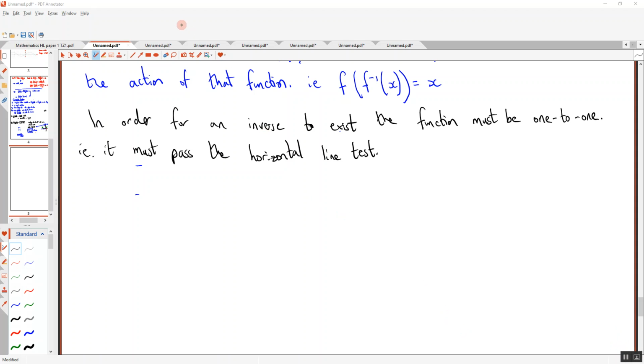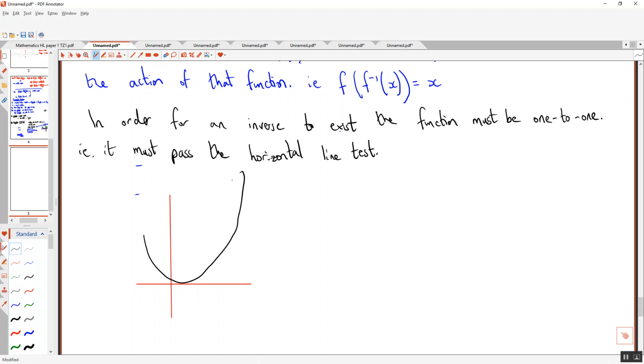So if I was to draw, that's terrible, let me do that again. Let's say I'm going to draw a curve. It's quadratic.